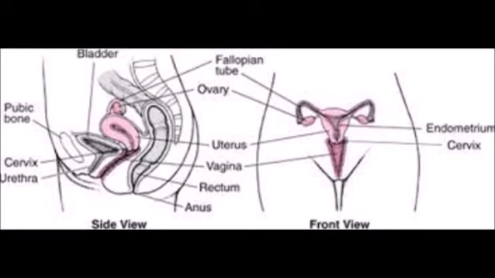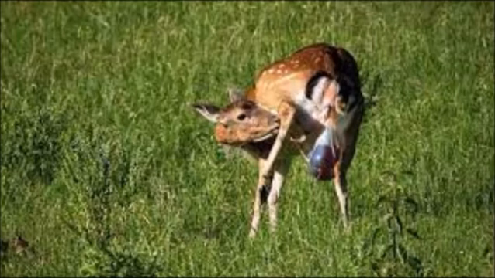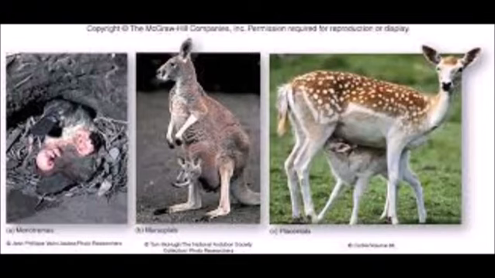Now we'll move on to the structure or the anatomy of the mammalian reproductive organs. We'll look at gametogenesis, and also we'll look at hormonal regulation.